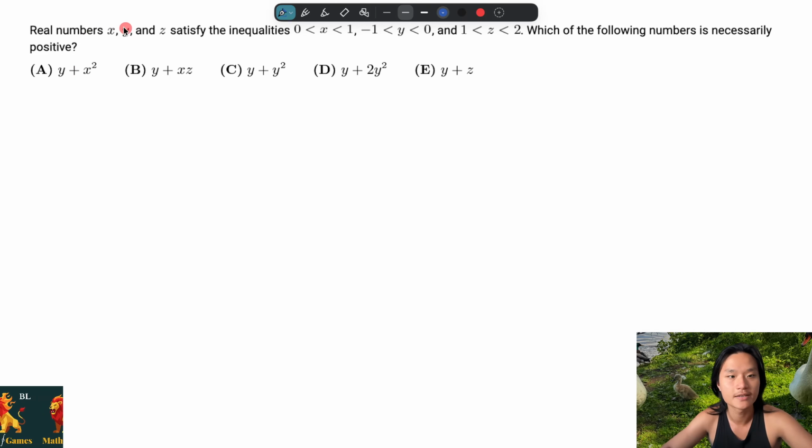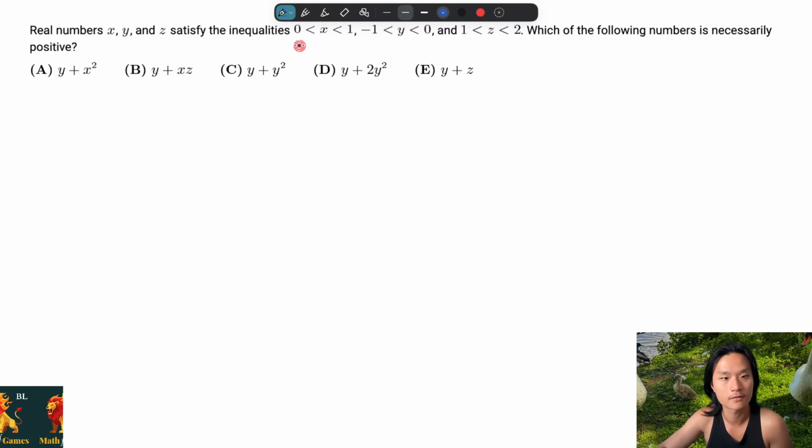Real numbers x, y, and z satisfy the inequalities 0 < x < 1, -1 < y < 0, and 1 < z < 2. Which of the following numbers is necessarily positive?